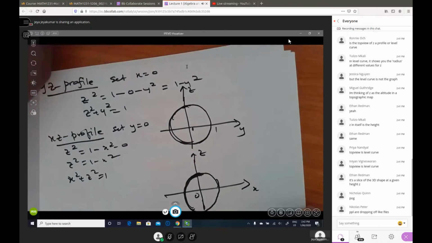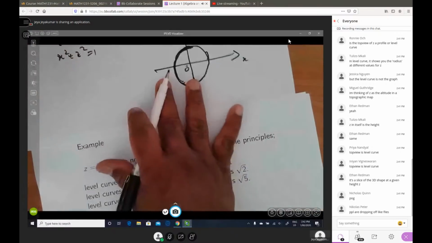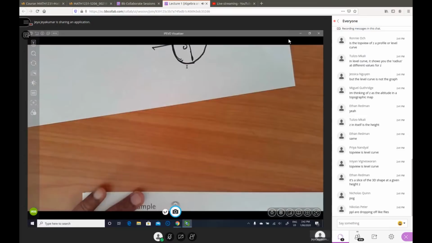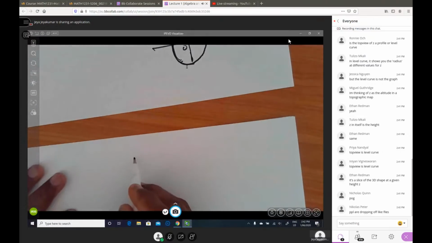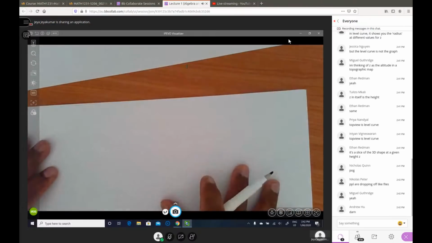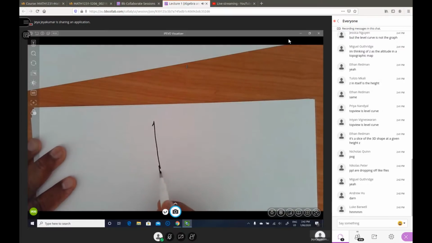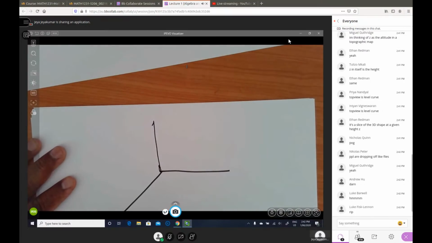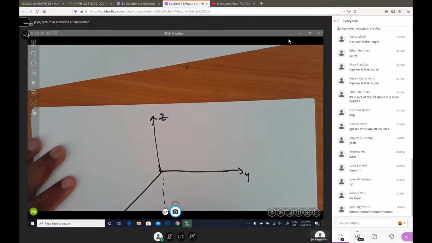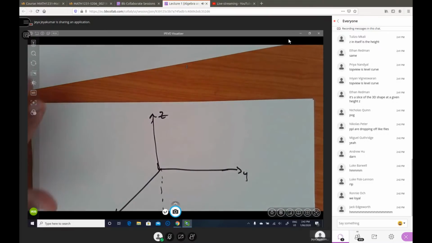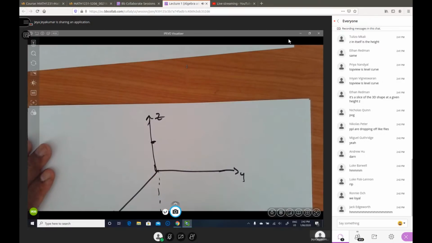Now we put together the level curves and the yz profile to sketch the 3D surface. Okay, the 3D surface. Here, can you see that? Yes. Okay. X, Y, Z. So we know that the surface lies between the z equals 1 plane and the z equals minus 1 plane, because that's what we first observed here.